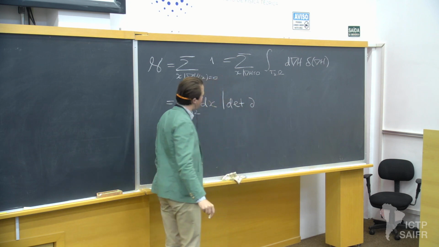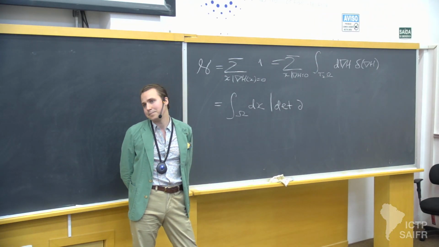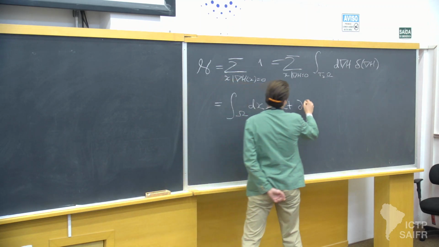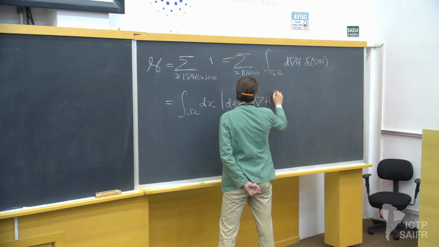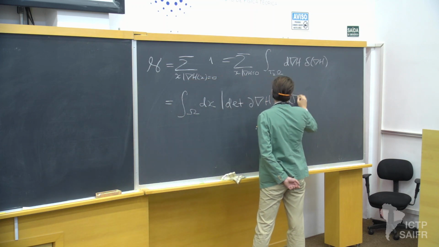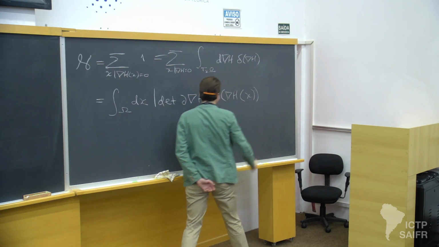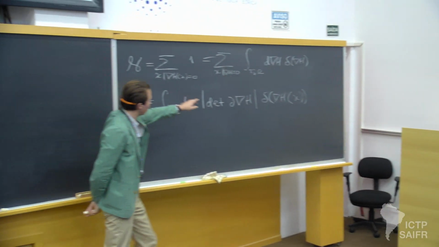I'm going to write a lot of these partials with no arguments. That's always partial with respect to x. Of the gradient, multiplied now by the delta function of the gradient evaluated at the configuration, where the sum is now absorbed into the delta function.